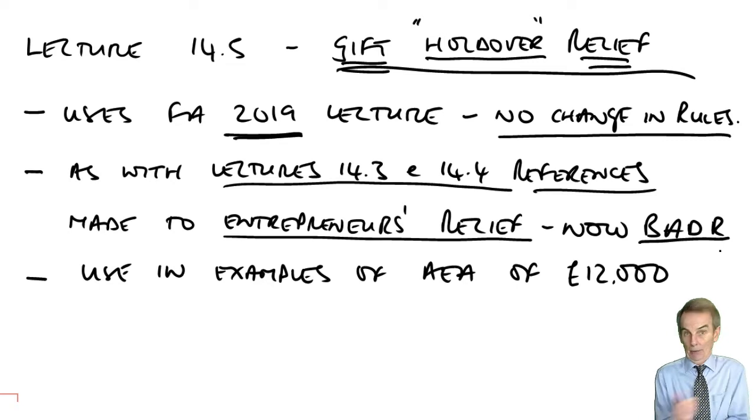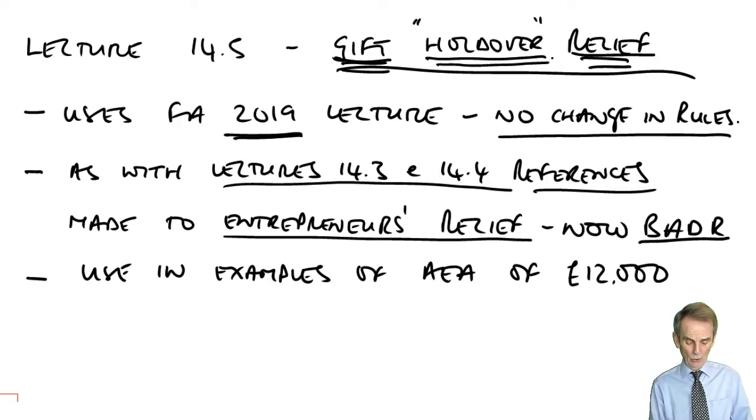So not only have we had a complete name change, entrepreneur's relief has become business asset disposal relief, now from Finance Act 21, we've got a slight amendment to the name. What used to be purely gift relief is now known as gift holdover relief. And should you be required to use the term in the examination, it is that term that you will use. So it's now gift holdover relief rather than gift relief. There will be references in this particular lecture that deals with gift relief. There will be references to the entrepreneur's relief, as we had in the previous two lectures. Again, we have to now remember that that is business asset disposal relief.